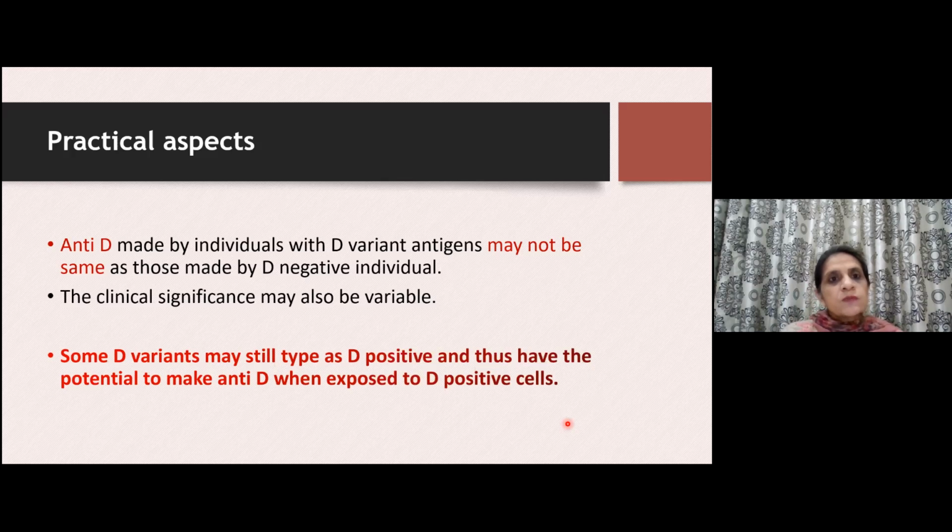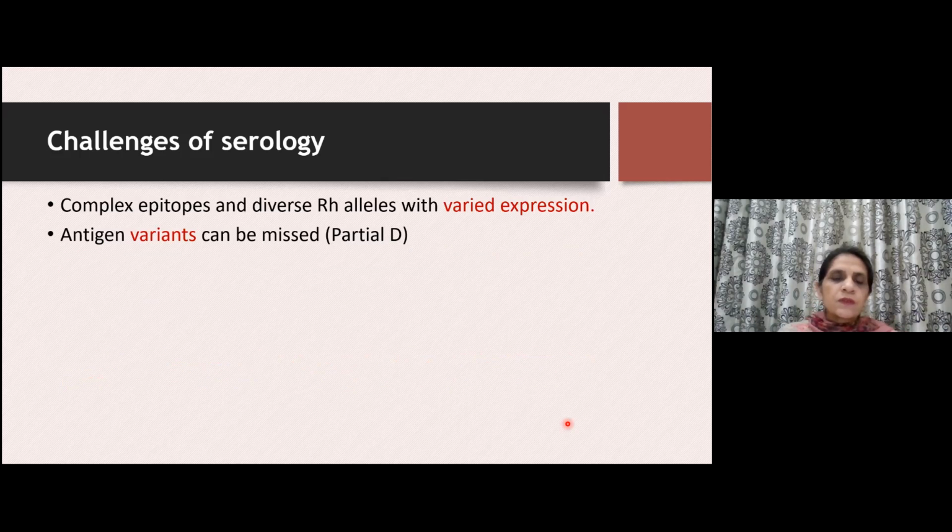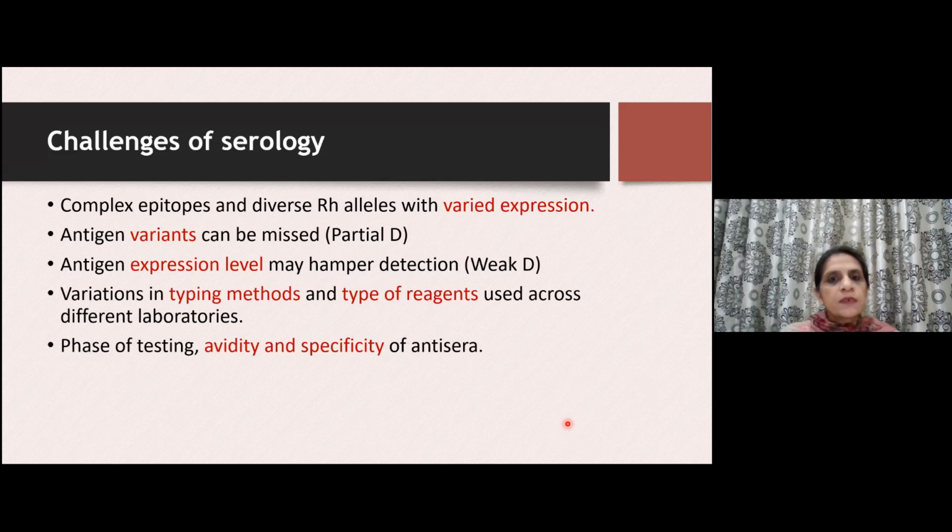As transfusion specialists, certain challenges come to us day-to-day because of the Rh blood group system, with its complex epitopes and diverse alleles with varied expression. Antigen variants can be missed, as in the case of partial D. Expression level may hamper detection, and there is variation in typing methods and reagents across laboratories. While one lab may use a tube method, another may use a gel, or an automated platform. Because of these variations, results may differ across laboratories. The phase of testing, avidity, and specificity of anti-sera may also differ, which may affect the typing results.